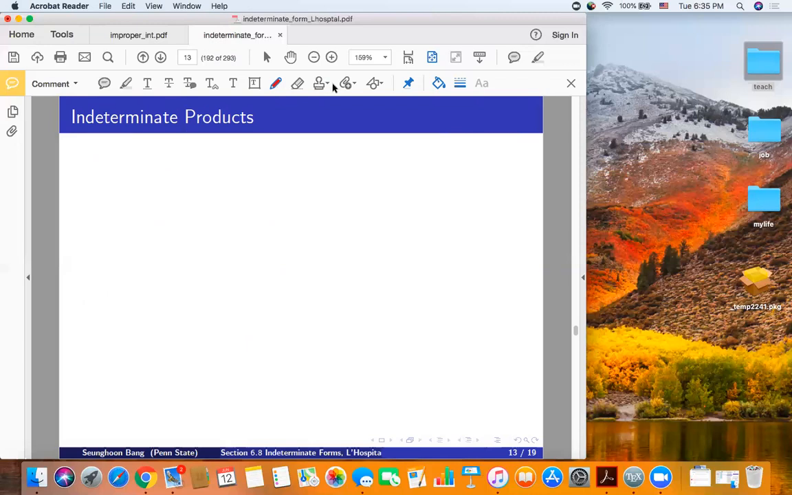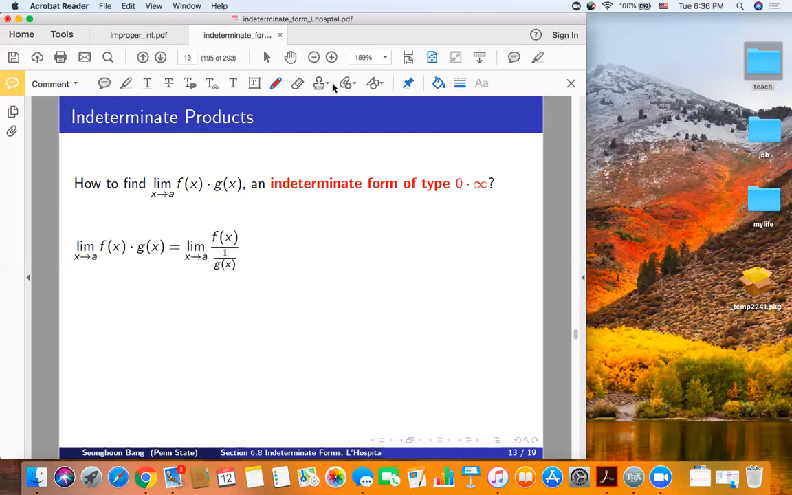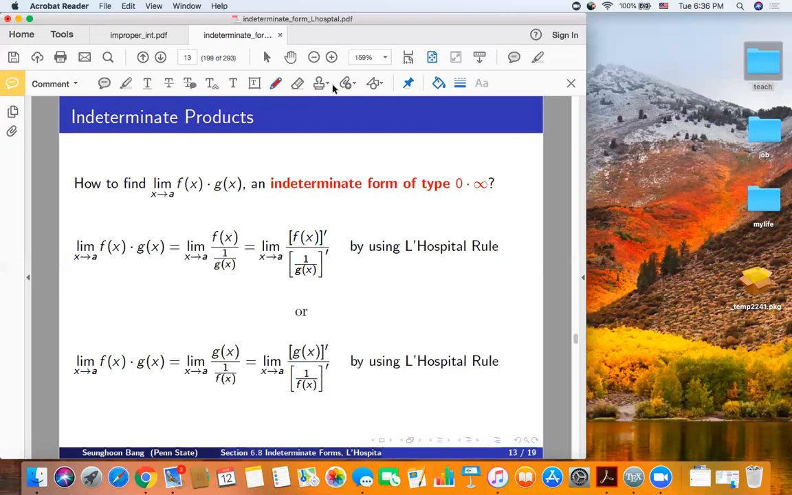How can you solve an indeterminate product? This is the idea. You can change it to fraction form: limit of f of x over 1 over g of x. Next, use L'Hopital's rule. Or f of x goes to the denominator, then use L'Hopital's rule. This is the whole idea for solving this problem.